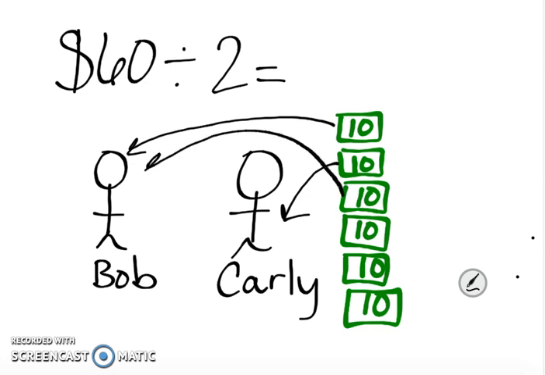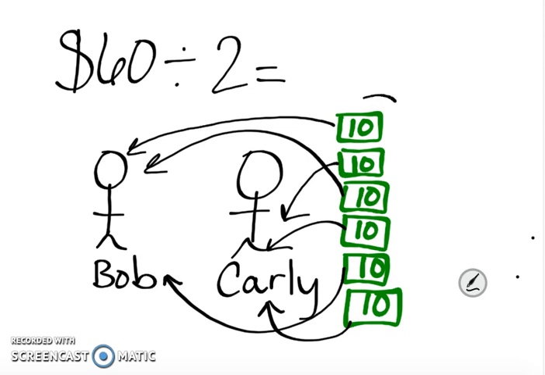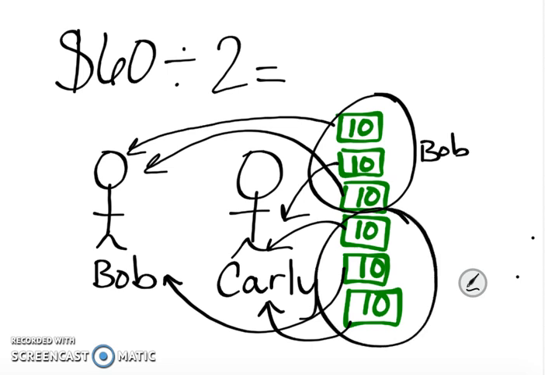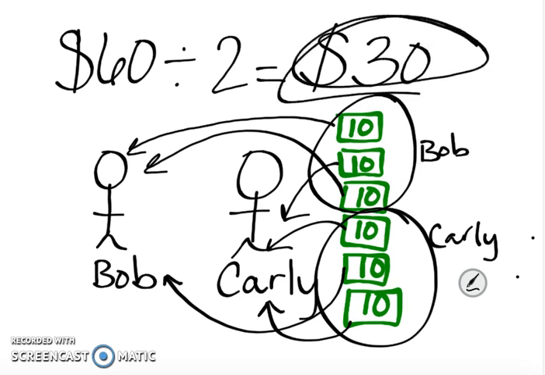So I'm going to keep drawing my arrows. Bob gets another 10. Carly gets another 10. Bob gets another 10. And Carly gets another 10. Now this is a lot of arrows, but basically, Bob got 3 of those 10s, and Carly got 3 of those 10s. So if you add up 3 10s, you get $30. So $60 divided by 2 is $30. That is our answer.